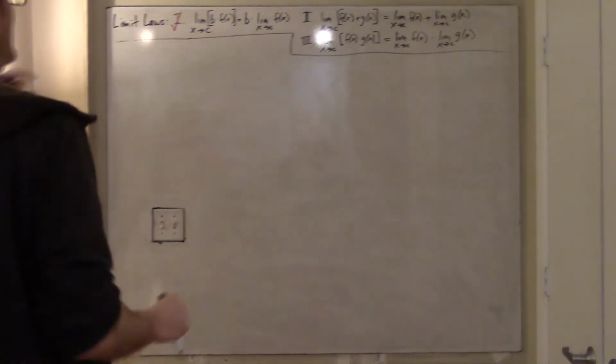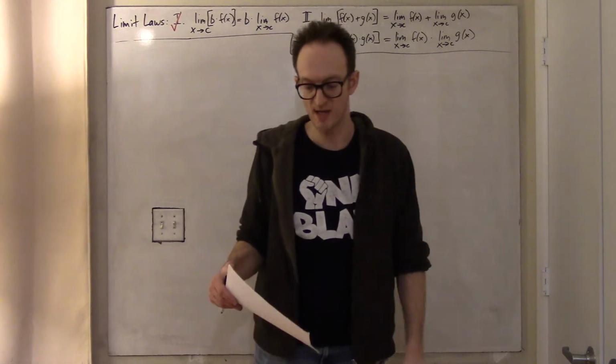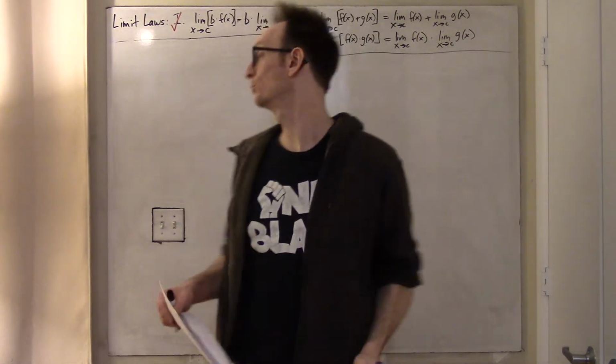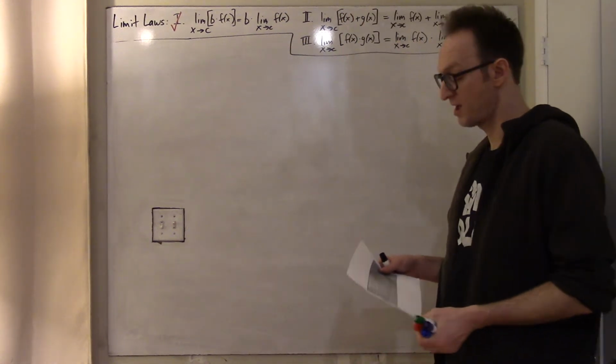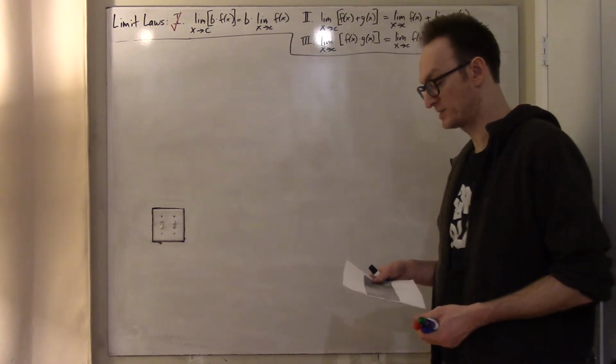Okay, we are back. We've proved limit law 1. Hopefully that made sense. Let's go. We're going to now prove limit law 2, that the limit of the sum is the sum of the limits. How are we going to do this?